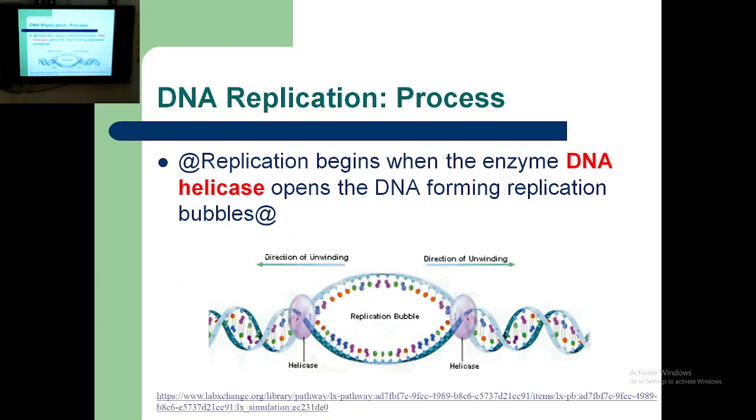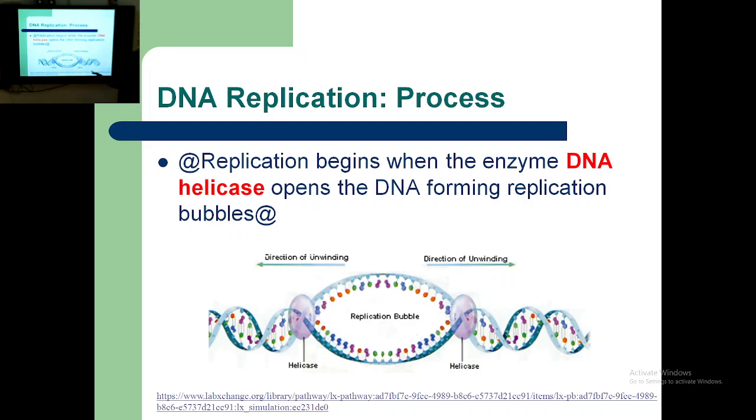Okay? For the DNA replication process, you have to know that replication needs many enzymes to finish. Replication begins with an enzyme called DNA helicase. It's not important for you at this stage, but you have to know that there are enzymes that will open the DNA, forming something called the replication bubble. This is the replication bubble, okay? Once you open the DNA, you are exposing the 2 strands for other enzymes to come. And once the other enzymes come, the DNA replication will start.